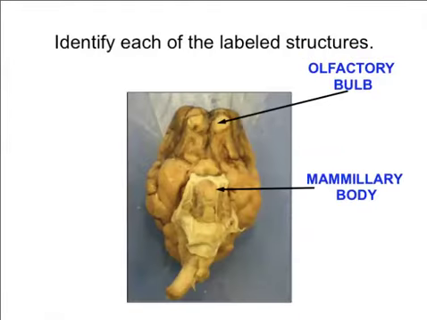Okay, this is the olfactory bulb. This down here is the mammillary body. This is a pair of protrusions that lie just behind the optic chiasm and slightly anterior to the pituitary gland, and they are part of the brainstem. Olfactory bulb, remember, is the first cranial nerve, allows us our sense of smell.